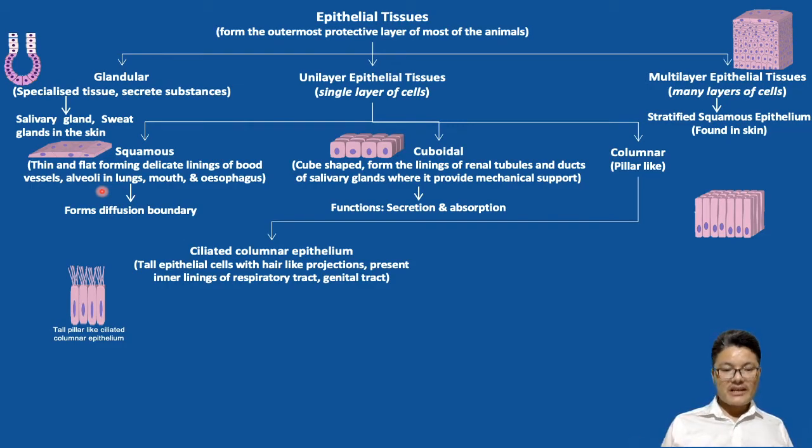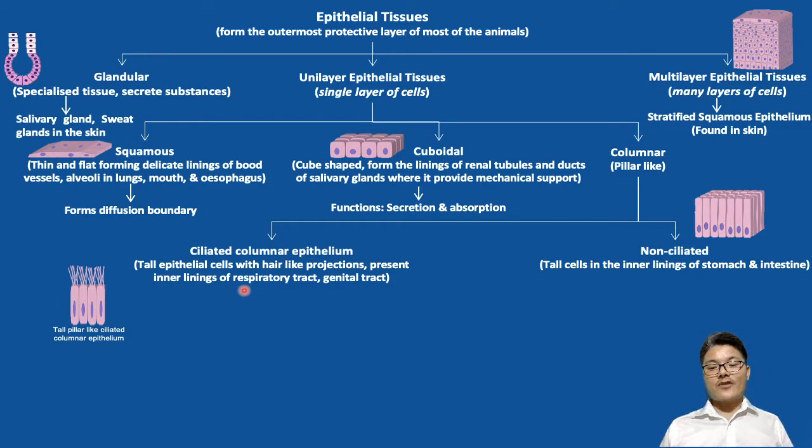It can be ciliated columnar epithelial tissue. In case of ciliated columnar epithelial tissue, we have hair-like structure outgrowth from the column-shaped cells. And these are usually tall, and they are having hair-like projections or hair-like outgrowth, usually present in the respiratory tract and genital tract. Genital tract here refers to reproductive tract.